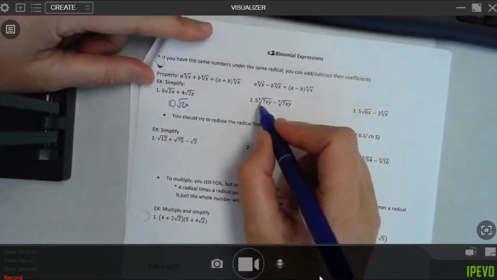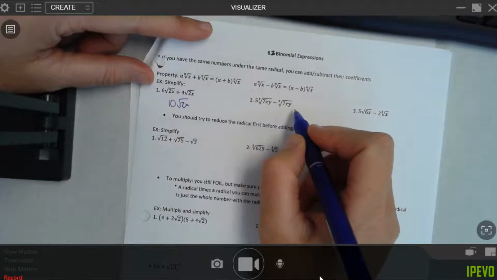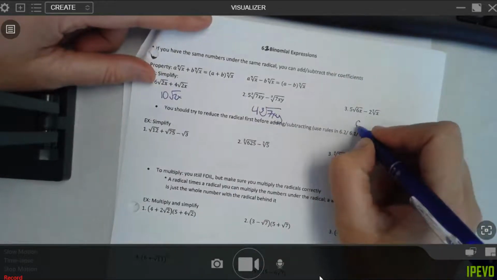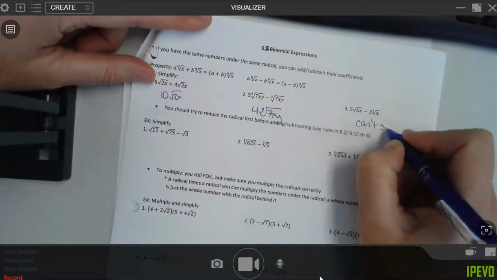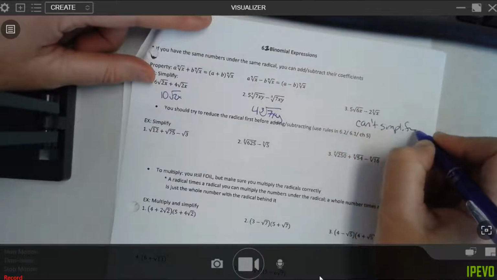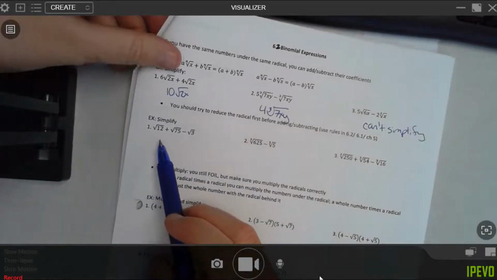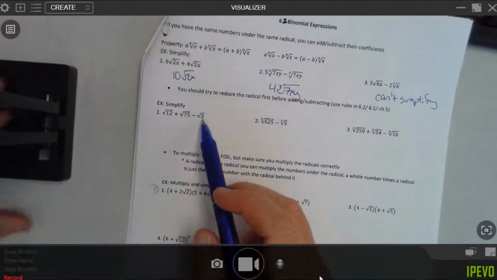Here, it's a cube root of 7xy. They're the same thing, so you subtract 5 minus 1. Over here, they're not the same, so you can't simplify. If you can't make them the same, you can't simplify them. So we're going to try to make them the same down here, though. So these aren't the same yet, so we're going to make them the same.